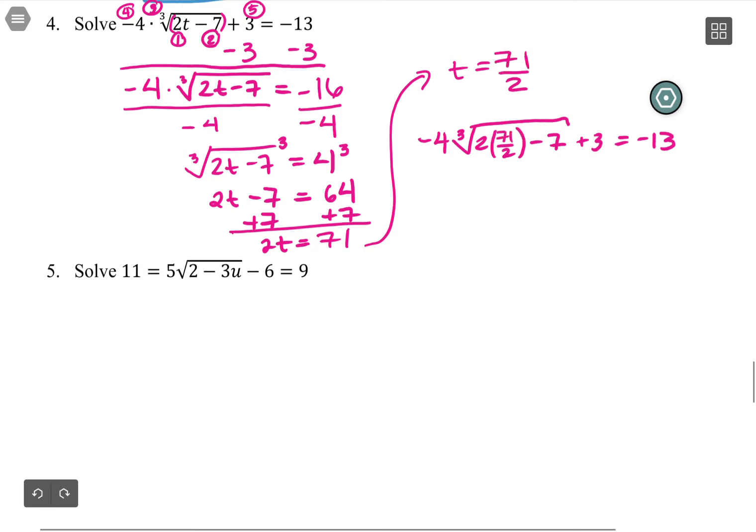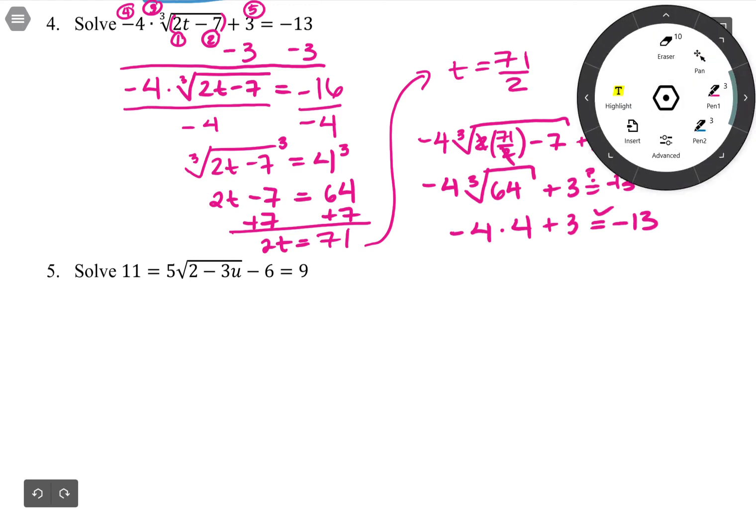I was seeing a cube root of 57 going to come out of that, and I was not very happy about that. So the 2's cancel. I get 71 minus 7, which gets me back to my 64. This is seeming good. You should see some of those same numbers that showed up when you were solving. And we want to know, does that equal negative 13? And negative 4 times the cube root of 64 is negative 4 times 4. So I have negative 16 plus 3, and that does, in fact, equal negative 13.